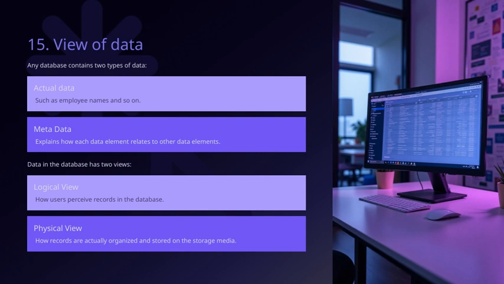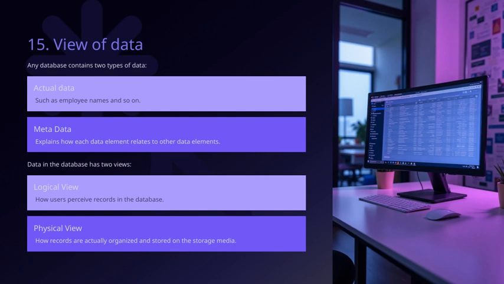Within the database, data has two main views. The first is the logical view, which explains how each data element relates to other data elements. Think of this as the blueprint or the map of how everything connects and interacts. The second is metadata, which includes details like employee names, job titles, or other descriptive information about the data. Think of metadata as the data about the data. It's crucial for understanding and managing the actual data effectively.